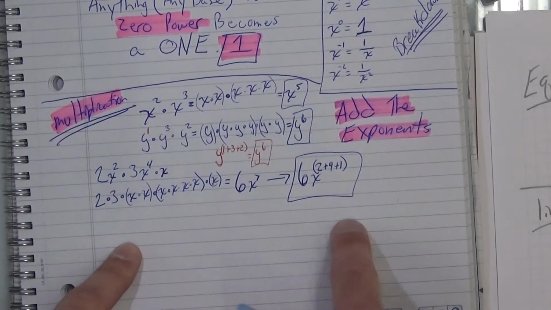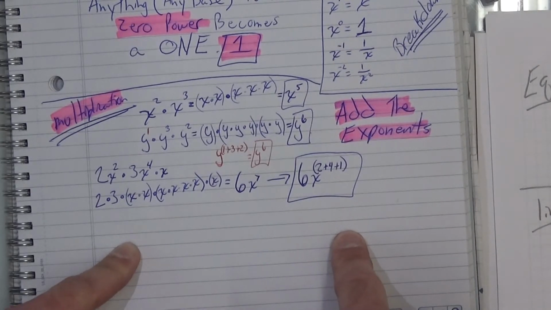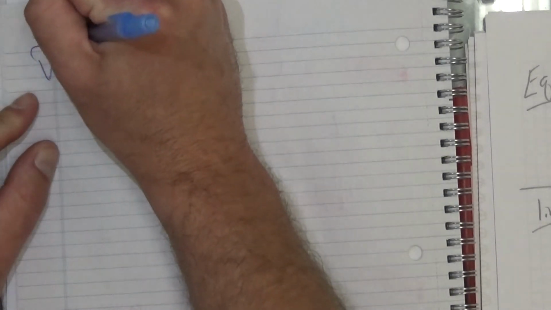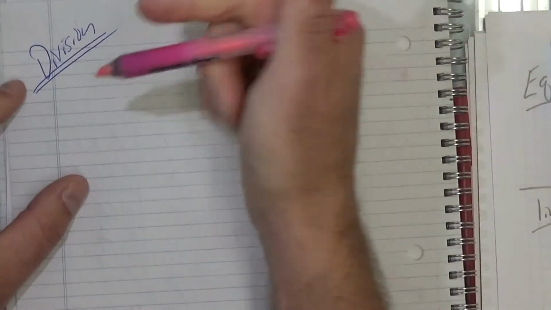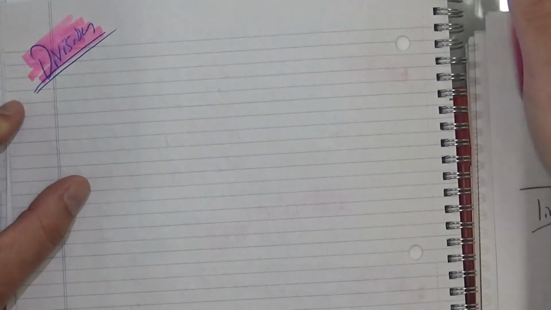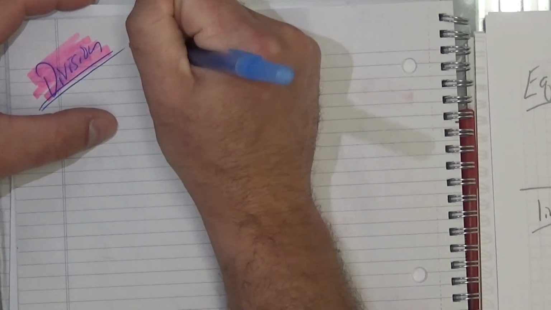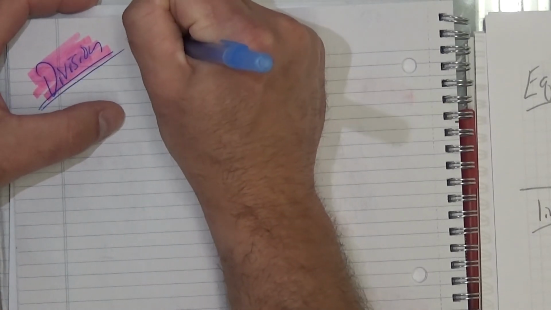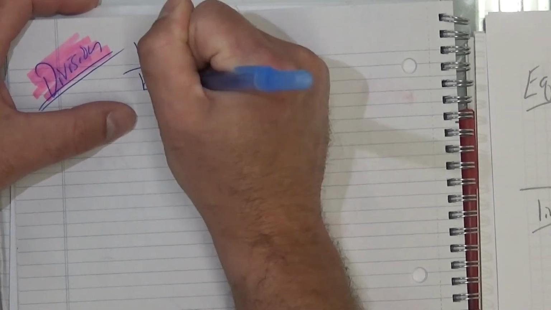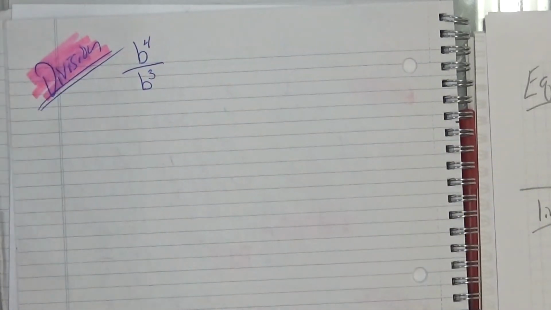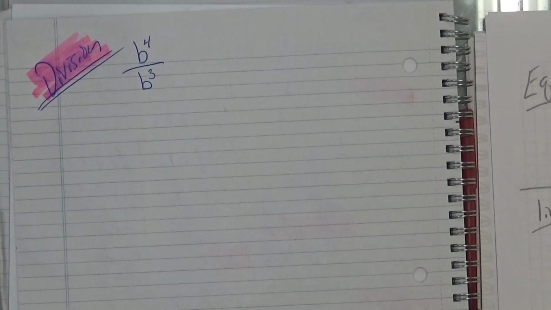So guys, I'm going to leave some space for you to put in some more examples. All right, can I flip? All right, let's do division. I'm going to do b to the 4th divided by b to the 3rd. Ryan, break that down for me.